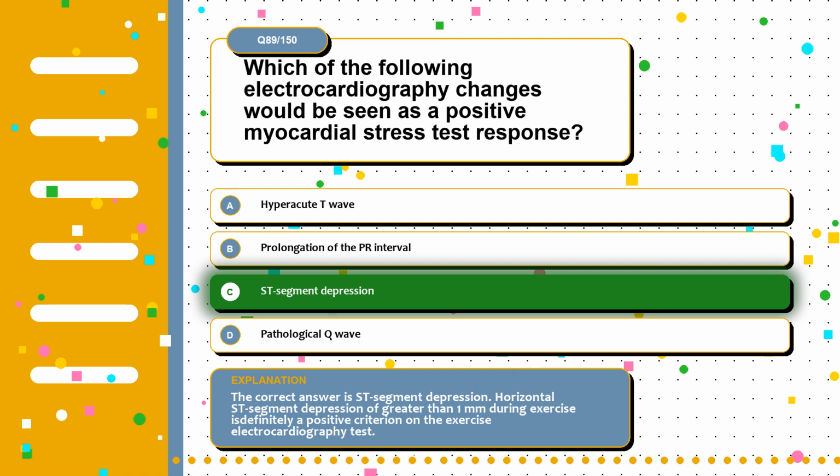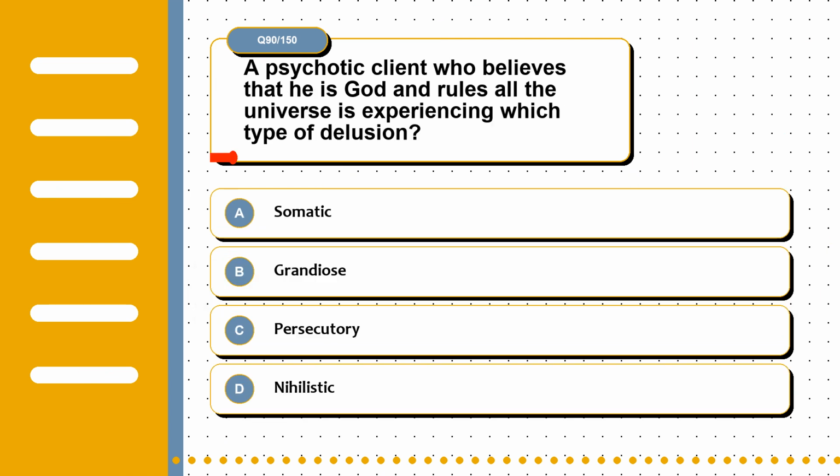Question 90. A psychotic client who believes that he is God and rules all the universe is experiencing which type of delusion? Here are the options. Option A, somatic. Option B, grandiose. Option C, persecutory. Option D, nihilistic.